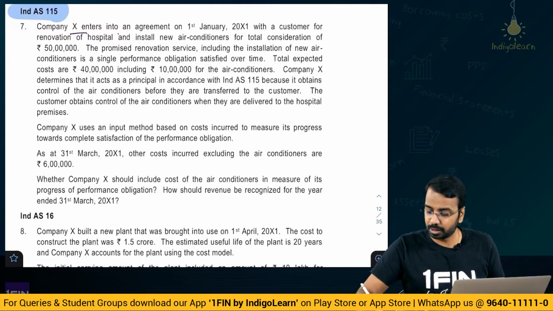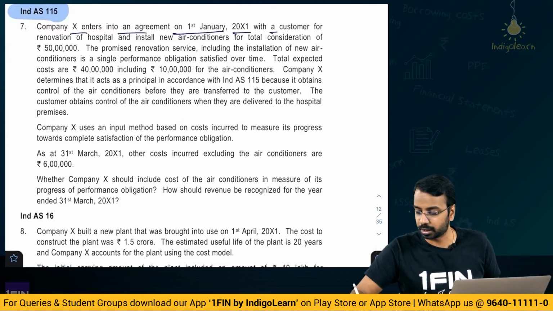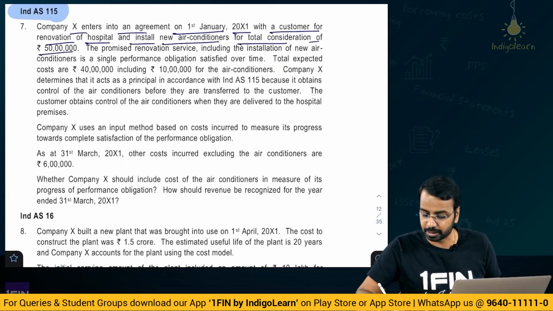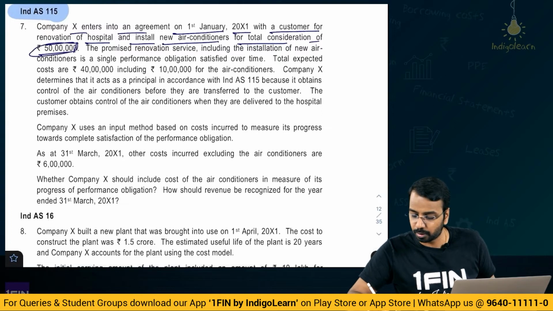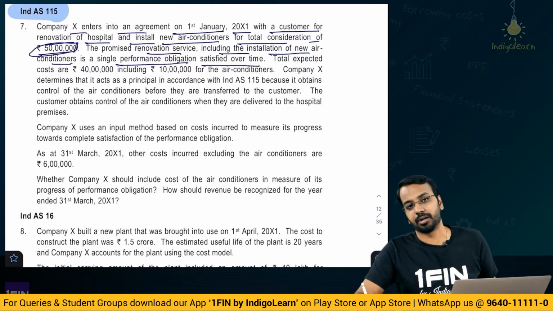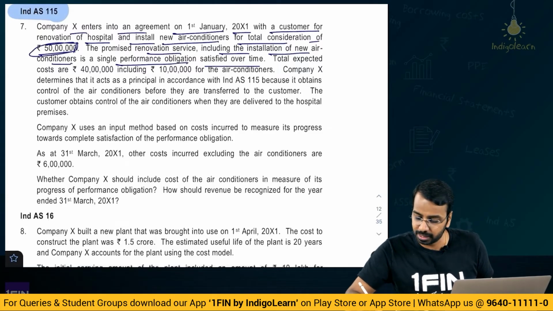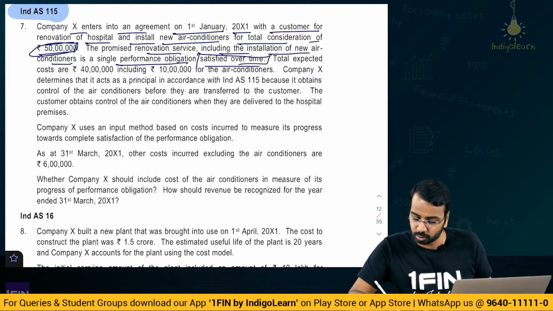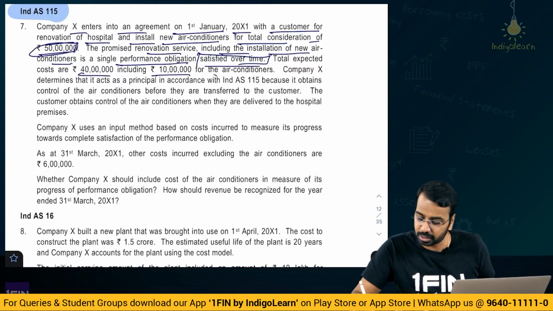Company X enters into an agreement on 1st of January of year 1 with a customer for renovation of a hospital and to install new air conditioners for a total consideration of 50 lakhs. So, this is the total consideration. The promised renovation service, including the installation of new AC, is a single performance obligation satisfied over a period of time. So, they themselves have said it is satisfied over time.